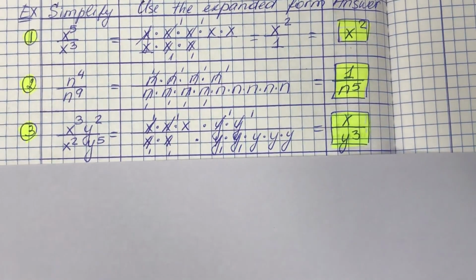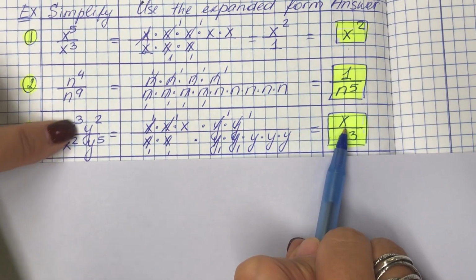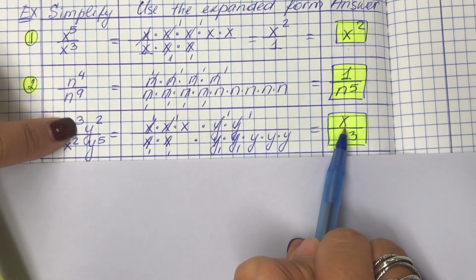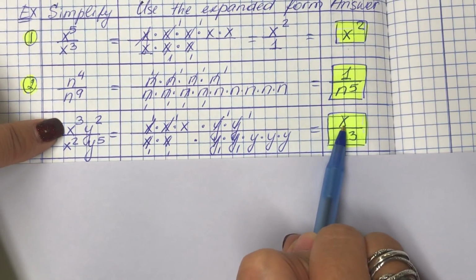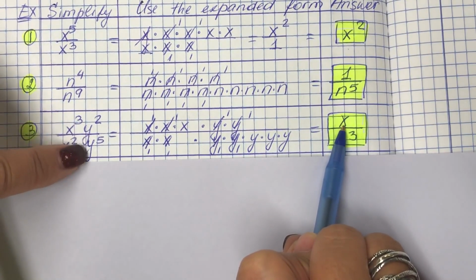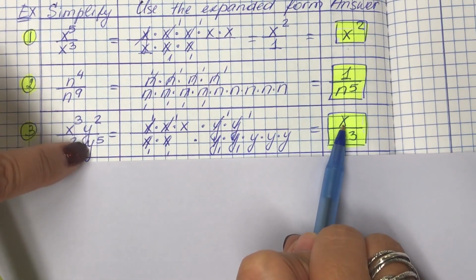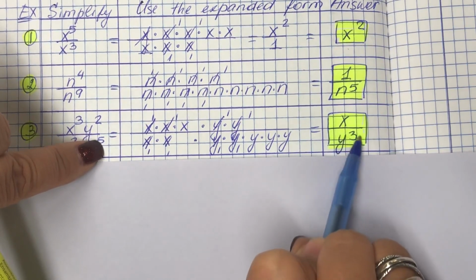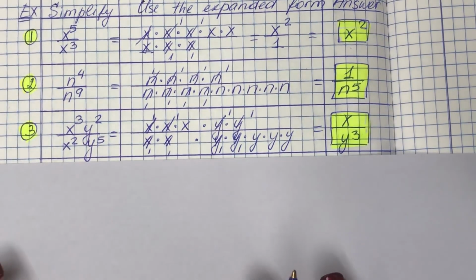So what does that mean? If I look in the beginning, I had x to the 3rd and x to the 2nd. The higher exponent of x was on the numerator, that's why I still have the x on the numerator, and the higher exponent of y was on the denominator, so the lower exponent got simplified and subtracted from 5. Now I have y to the 3rd on the denominator.